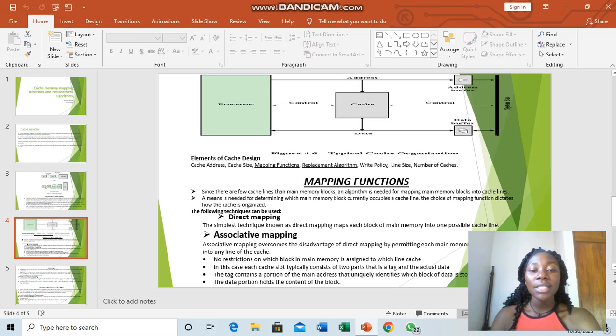Also in this case, each cache line typically consists of two parts, the tag and the actual data. The tag contains a portion of the main address that uniquely identifies which block of data is stored in the slot, and the data portion holds the content of the block.